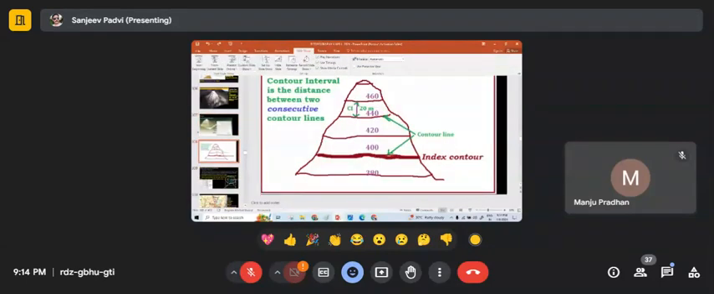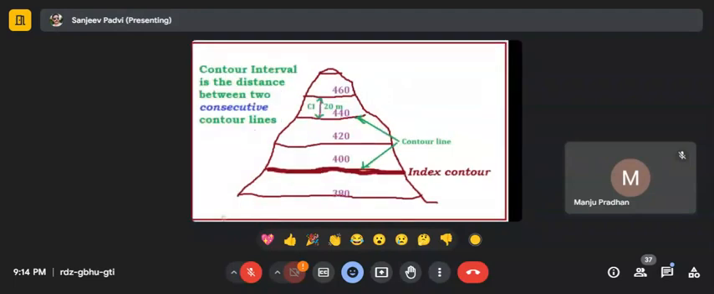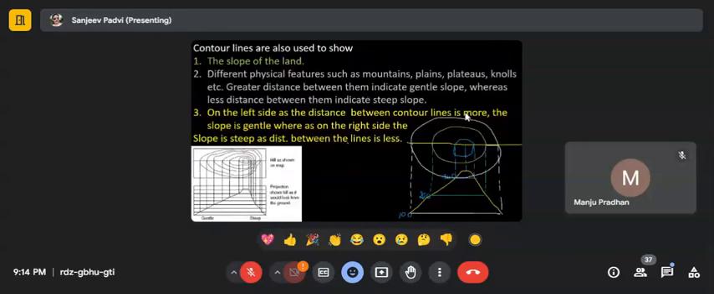Now look here carefully. I think that was not very clear. Look at this: 380, 400, 420, 440, 460, 480. Out of this, 400 is a prominent number. So any line which is indicating a prominent number, such a brown color line, will be a bold contour line. It will be thick. Such a bold contour line is called an index contour. Is the point understood? Yes, sir.